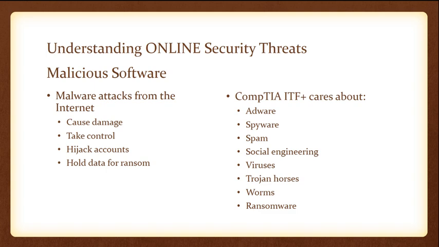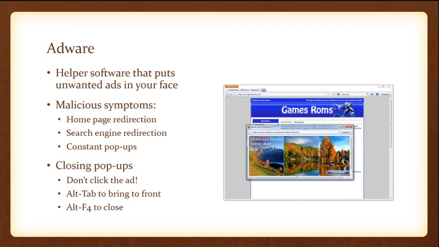Now there are 8 different malware types that the CompTIA ITF+ objectives care about, and we're going to go into each of these in detail. These are adware, spyware, spam, social engineering, viruses, Trojan horses, worms, and ransomware. It's important that we can distinguish each one of these and have an idea of what each one represents. So let's start with adware.